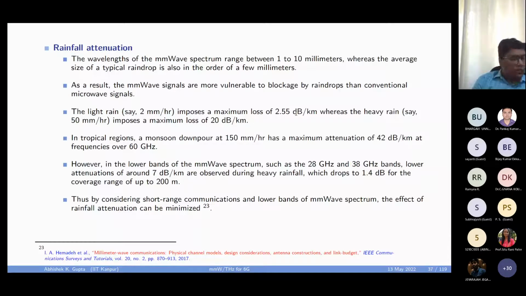Okay, but again, in the lower bands, this attenuation was relatively small. So this means we have to keep the distances small, and the lower bands are much more useful for these conditions. By using this, we can reduce the rainfall attenuation.